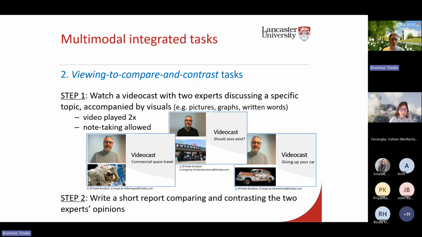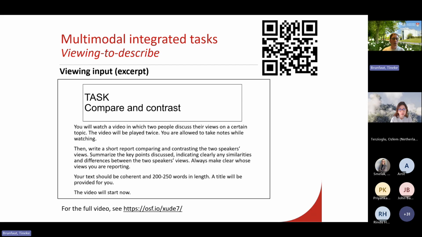And then after watching the video, they need to write a short report in which they compare and contrast the 2 experts' opinions. So it's important here to emphasize a test taker doesn't give their own opinion, but what they need to do is compare and contrast what those 2 experts were saying about the topic. So again, this is a way to avoid that they can use their background knowledge to write. And so I'll also play an excerpt of this task.